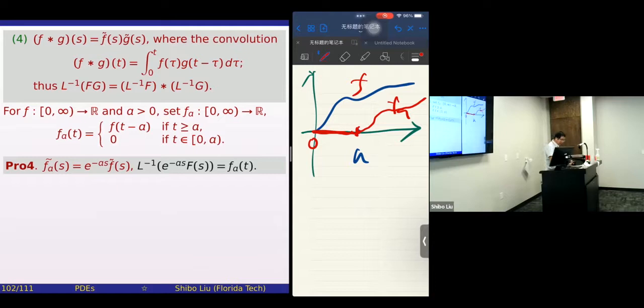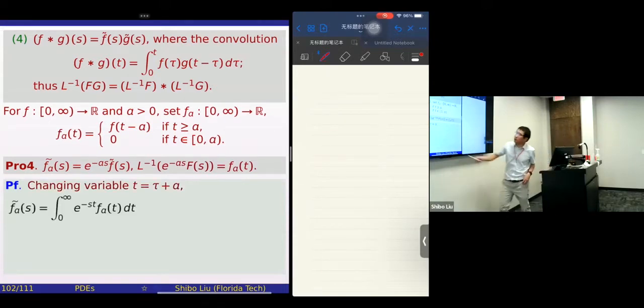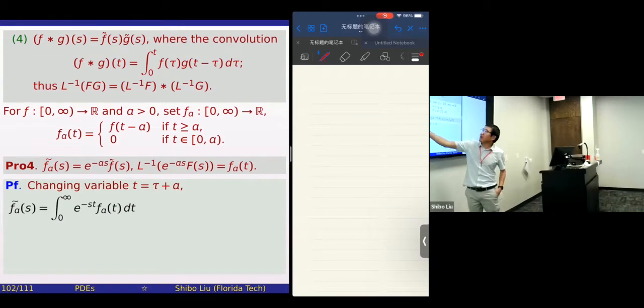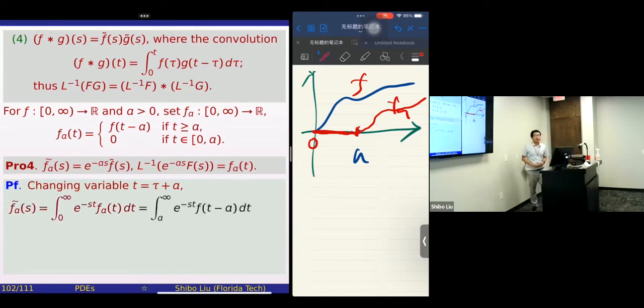The proof is easy. We will not present difficult proofs in this course. Well, we want to prove this equality. We just write down the left-hand side by the definition of Laplace transform. The left-hand side equals this integral. But you see, f_a is 0 when t is between 0 and a. Therefore, this integral can be written as an integral from a to infinity instead of 0 to infinity.